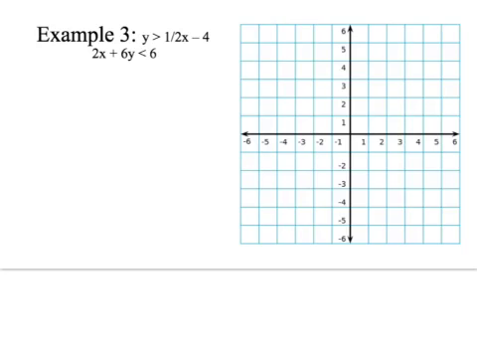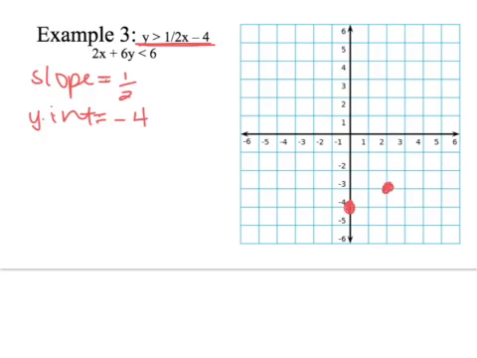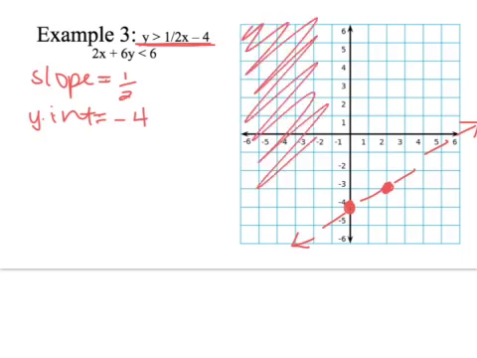Alright. Sample 3. We can go ahead and graph this: y is greater than 1/2 x minus 4. It's already in the correct form. The slope is positive 1/2. The y-intercept is negative 4. So I'm going to go to the y-axis to negative 4 and plot a point, and then count my slope up 1 over 2. And this will be a dashed or dotted line. It says y is greater than, so that would be shaded above the line.